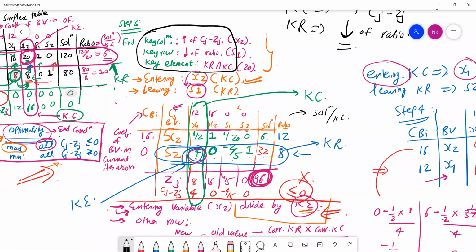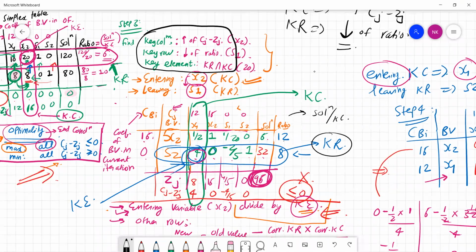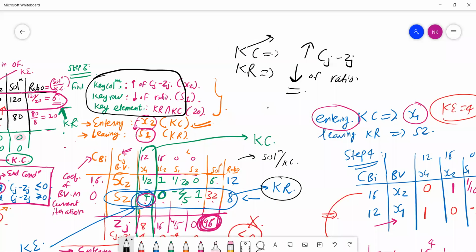Now with this ratio, whatever lowest value is there will be serving as the key row. So over here 12 and 8 are there. So 8 will be serving as our ratio corresponding to the key row, and the intersecting element will be our key element. Whatever variable corresponds to the key column will be entering, and whatever variable corresponds to the key row will be leaving. So corresponding to key column, it's entering. Corresponding to key row, it's leaving.